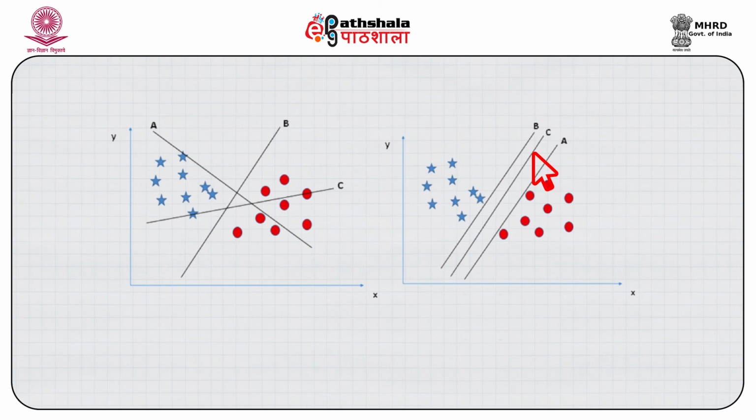If B had been taken, then it's exactly on the margin for this class, and A is on the margin of this class. So it won't be justified when you classify the whole image. That is why the optimal hyperplane is C in this case.